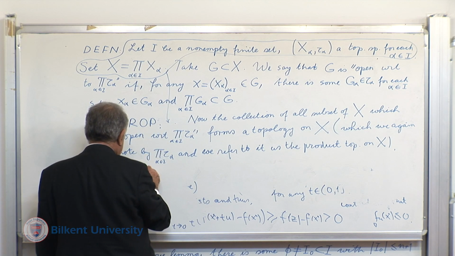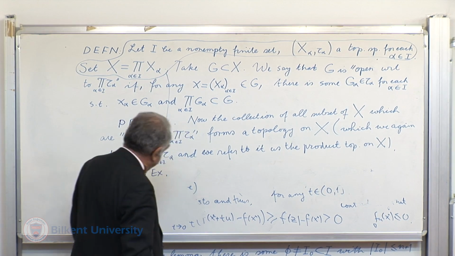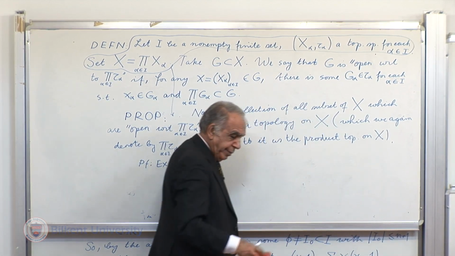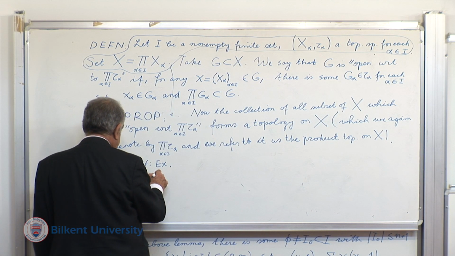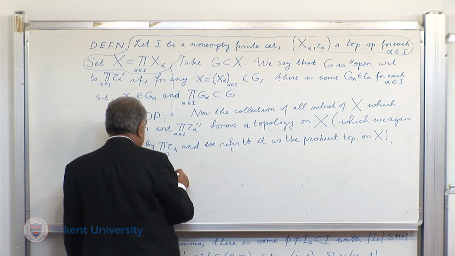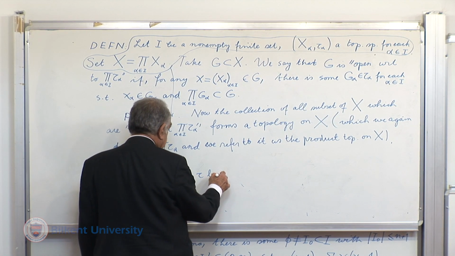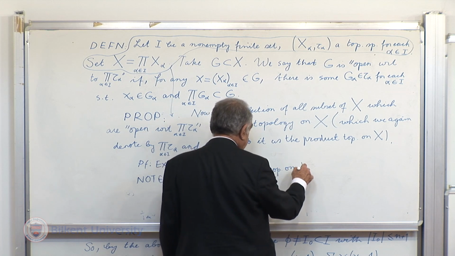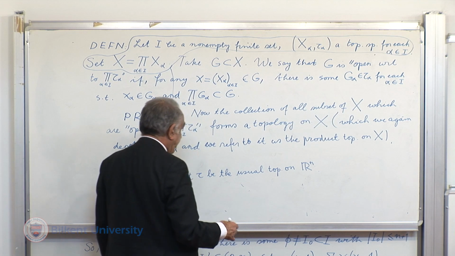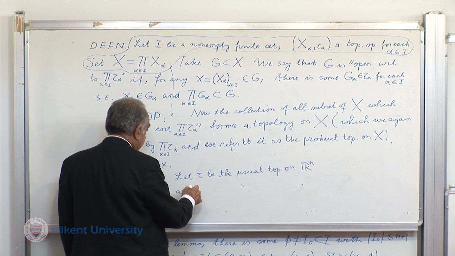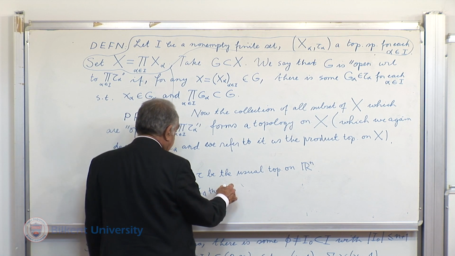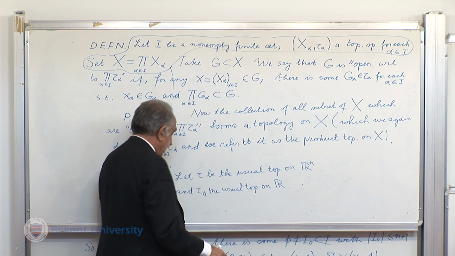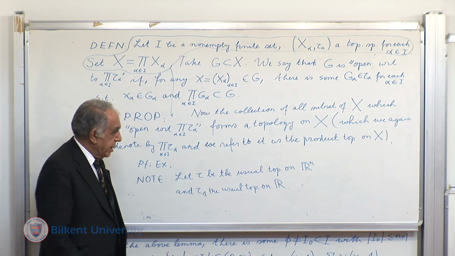Now, as I said, it's straightforward, so that's left to you. Although it's clear, let me note what I just said. Note. Now let tau be the usual topology on Rn. And tau d, the usual topology on R, just induced by the usual metric, by the distance.